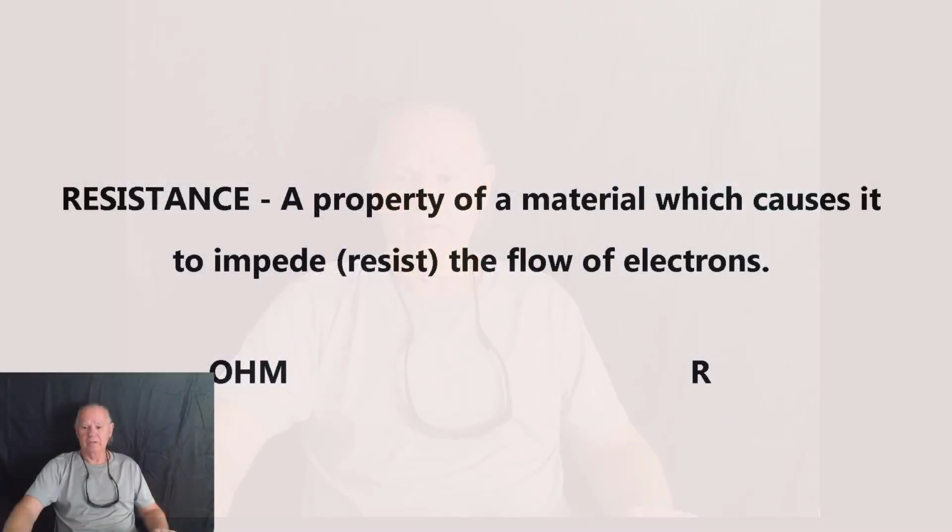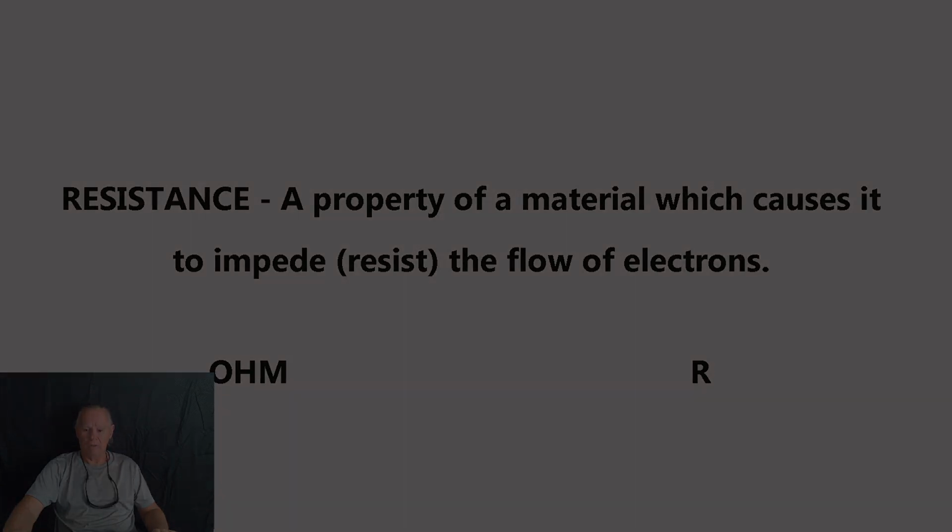The next component we're going to talk about is resistance. And resistance is a property of a material which causes it to impede or resist the flow of electrons. It is measured in ohms, and the symbol that you will see in Ohm's Law is R.